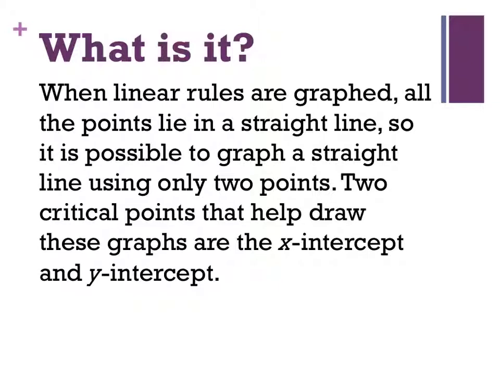When we get these linear relationships or rules and we graph them, all the points line up in a straight line. So actually, if you think about it, it's possible to graph a straight line using only 2 points. And the 2 points we need to know are, where does that line hit the x-axis, or what is the x-intercept, and where does it hit the y-axis? So where does it hit on each axis? If I know those 2 points, I can make an assumption about where the other points will lie. So you need to write that down.